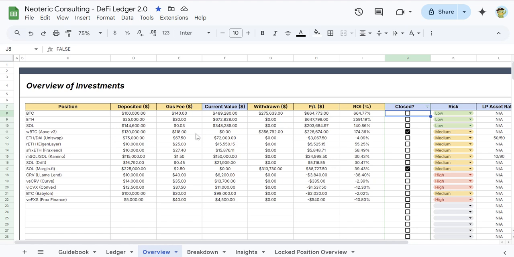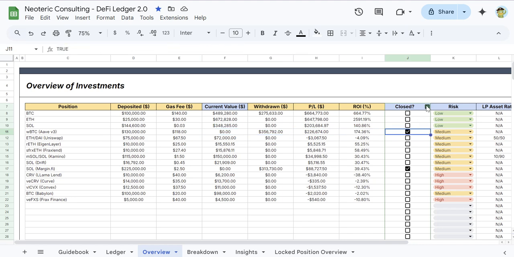As we saw in the previous example, I withdrew all my wrapped Bitcoin on Aave V3. So as you can see, I withdrew this much, and the differential between this and this is the PNL, as you can see here. Of course, a little more complex logic, but that's the gist of it. And the current value now is 0, and that turns into a closed position.